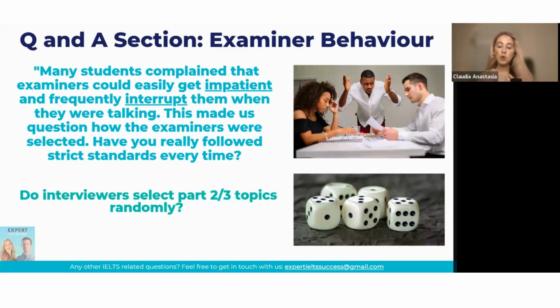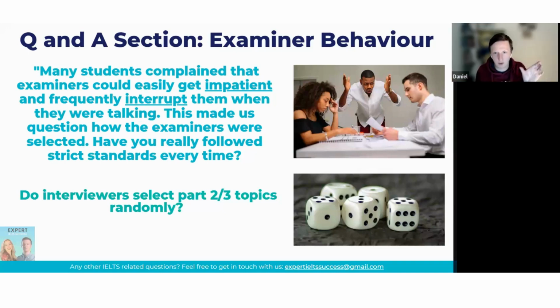Exactly. So we always say to students, please don't try and finish your answer. When the examiner says, okay, thank you, then just leave it. Nowhere in the band descriptors does it say you need to finish or complete your answer. And if anything, you might just annoy the examiner because now you're putting them under stress and pressure for the rest of the exam.